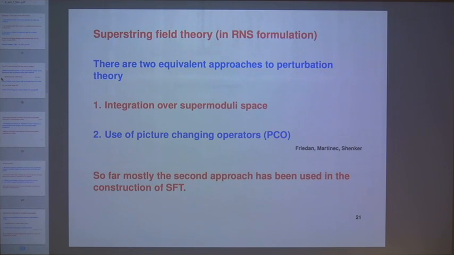So now let me turn to superstring field theory. And I'll be using the RNS formulation and describe what we know about superstring field theory in this formulation. Now, in RNS formulation, there are two equivalent approaches to perturbation theory. One is based on integration over supermoduli space. This is more geometric. The other one is based on using picture changing operators. Okay, so these are some particular local operators that one uses for a purpose that I'll be describing soon. So far, mostly the second approach has been used in the construction of string field theory, so I'll be focusing on this approach, picture changing operators.